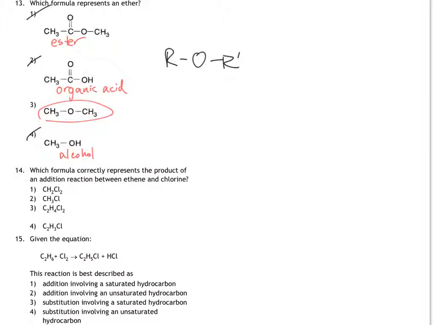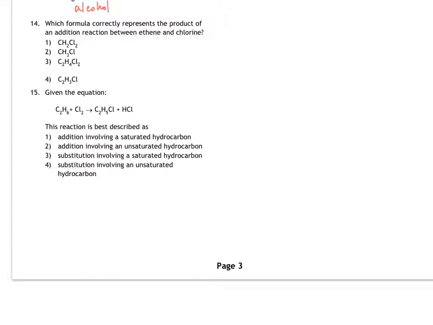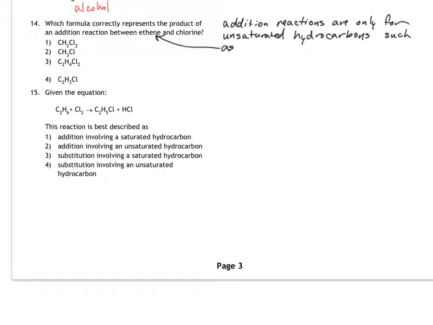So number 14, which formula correctly represents the product of an addition reaction between ethene and chlorine? First up, I would say that addition reactions are only going to happen for an unsaturated hydrocarbon, such as ethene. And in an addition reaction, nothing would actually be replaced. So you can start with the formula for ethene, which is, of course, C2H4, and you would just need to add the two chlorine gas atoms from a chlorine molecule. So we're looking for C2H4Cl2, and I found it in choice 3.